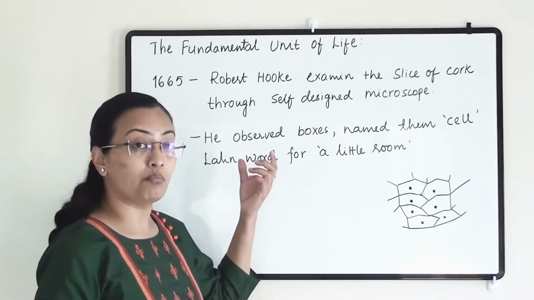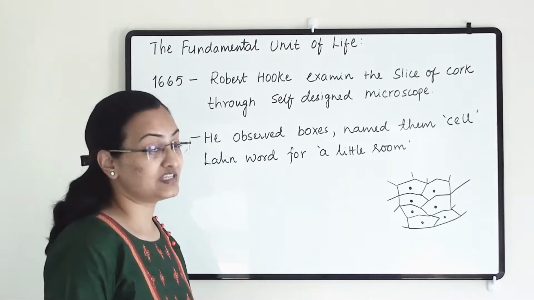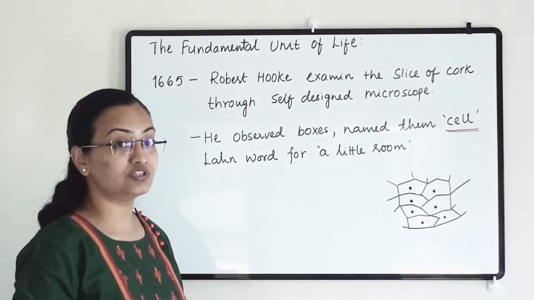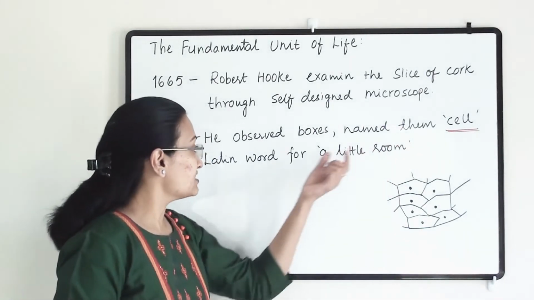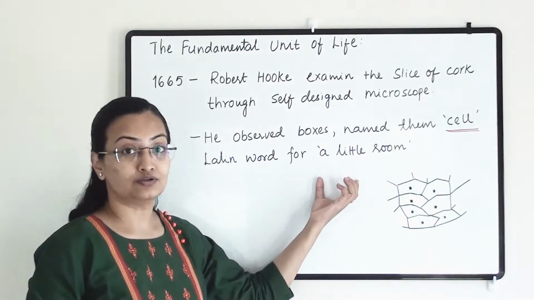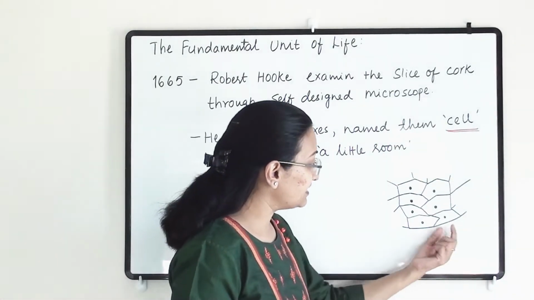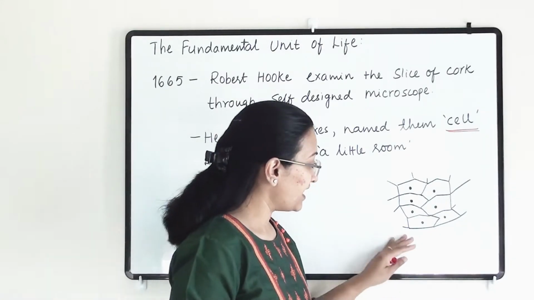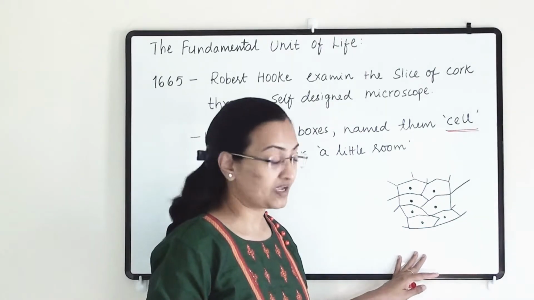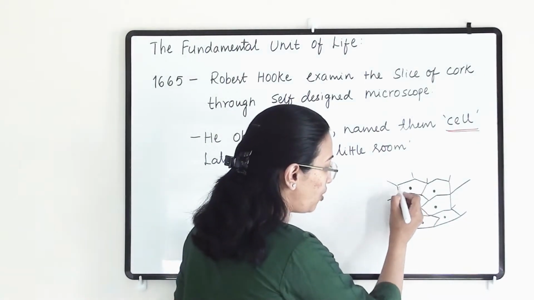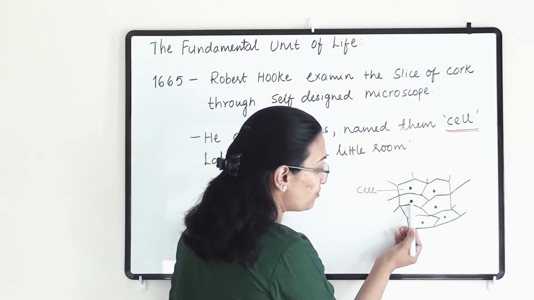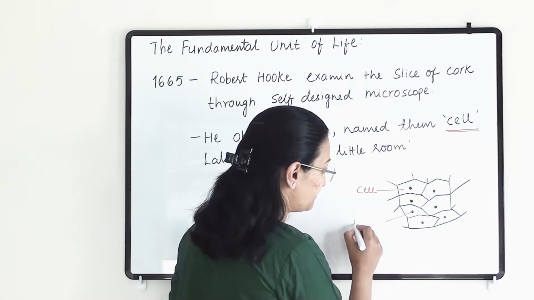He observed the boxes and named them cells. He was the person who gave the name cell to these boxes, and this was a Latin word for a little room. The meaning of cell is a little room. So he observed something like this under his microscope. Actually these are the cells of an onion peel which we can observe under a microscope, and this is one box, that means this is one cell, and the dot which you can observe in between is a nucleus.